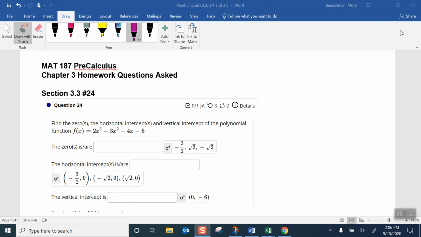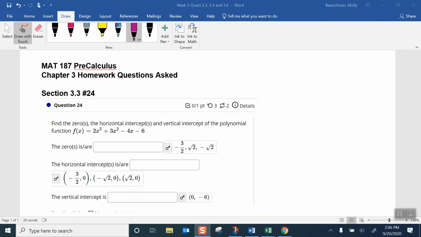In this video, we'll take a look at a homework problem from section 3.3. It's problem number 24. The question says to find the zeros, the horizontal intercepts, and vertical intercept of the polynomial function f of x is equal to 2x to the third plus 3x squared minus 4x minus 6.